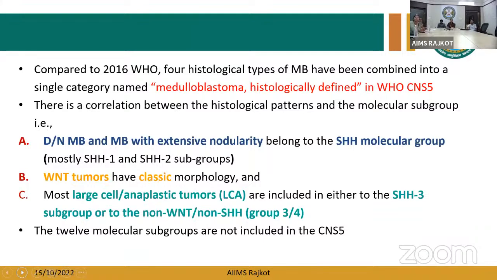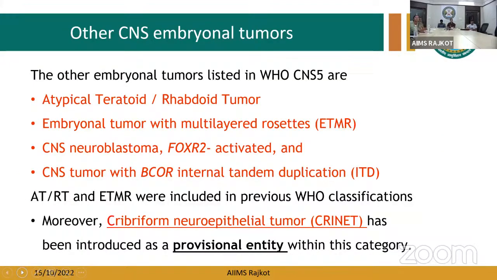Desmoplastic nodular medulloblastoma, along with the medulloblastoma with extensive nodularity, usually belong to the SHH molecular subgroup. WNT tumors will have a classic morphology, and most of the large cell anaplastic tumors are included in the SHH3 subgroup or non-WNT, non-SHH group 3-4 subgroup.